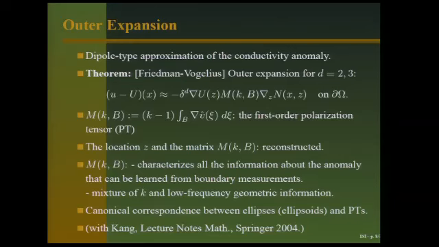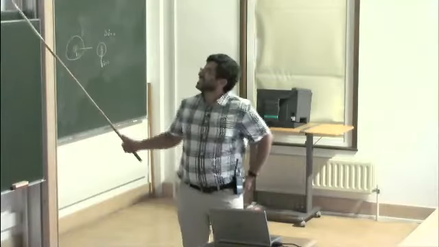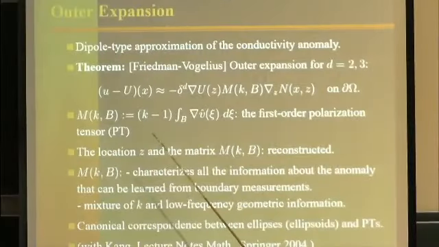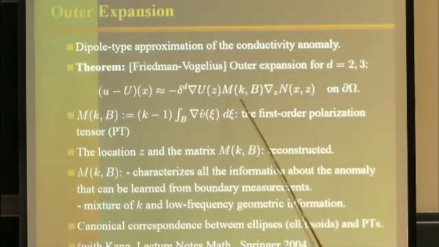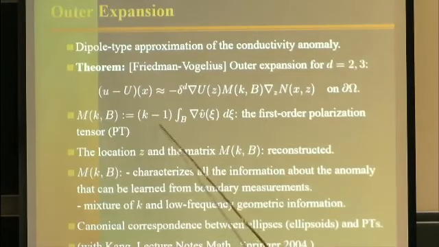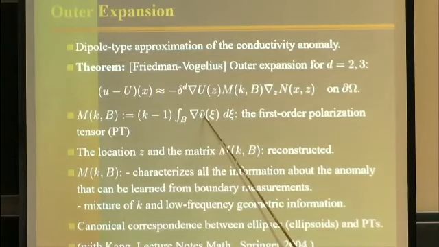Now, when the inclusion is small, it behaves like a dipole, but a polarized dipole. And this polarization is through the matrix M. So when the inclusion is small, it behaves like a dipole polarized through this matrix M. I will call it the polarization tensor. And this M is given by this formula, constructed using V, which is the homogenization character.